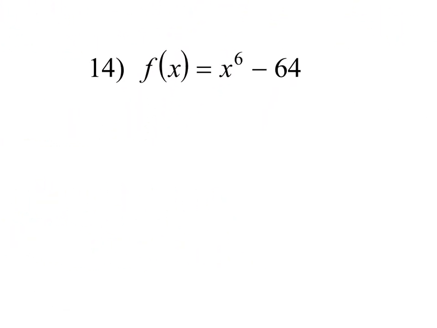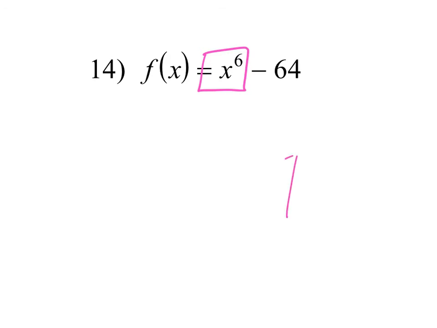Alright, 14. Which term are we looking at? X to the sixth power. Is this positive or negative? So what does that tell us about our right arrow? Is it even or odd? So do they go in the same direction or opposite directions? Same. So we have up and up.